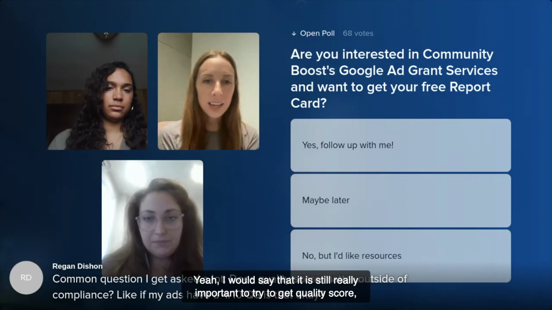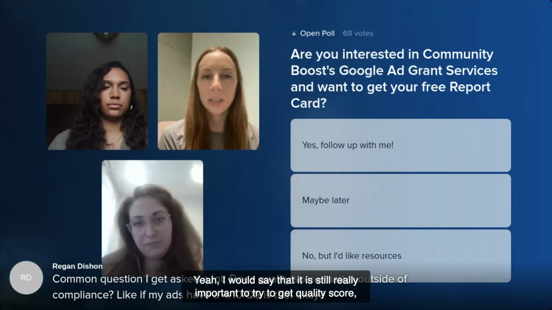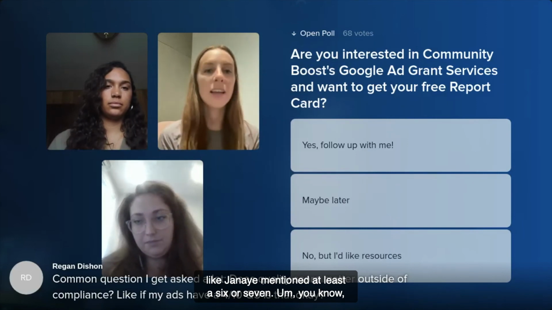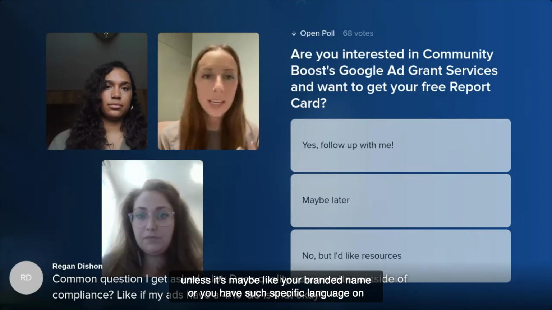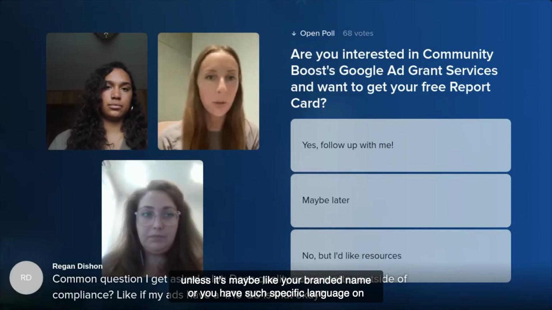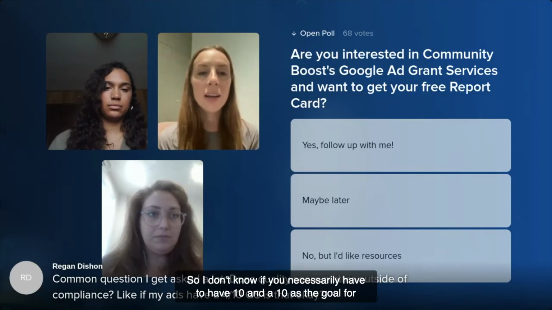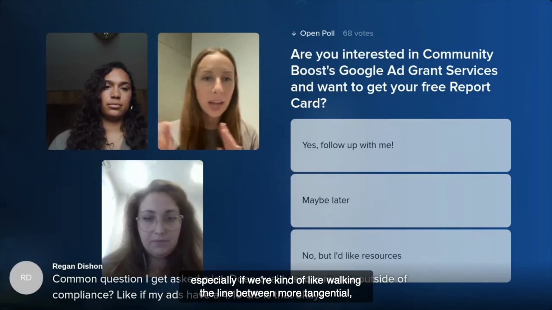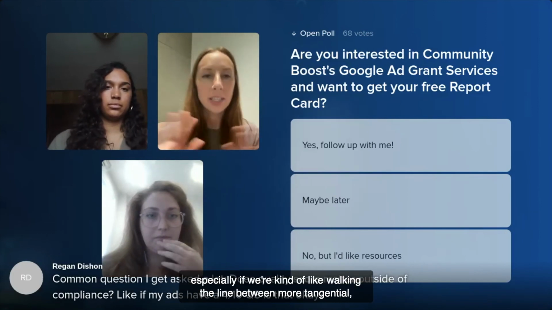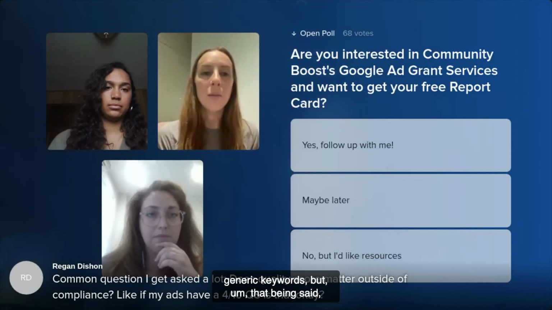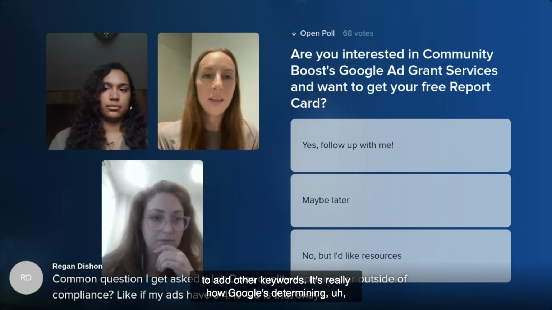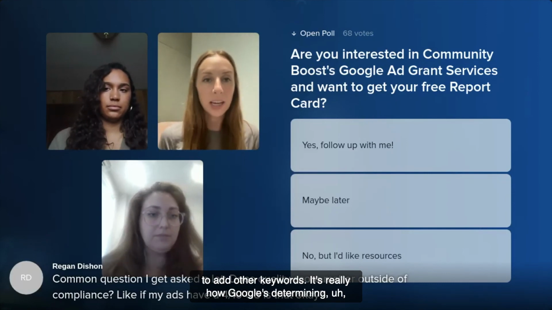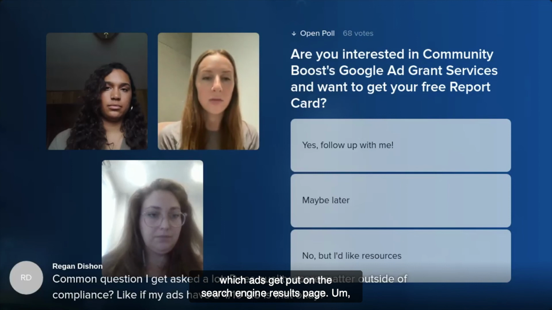Yeah, I would say that it is still really important to try to get quality score, like Janaye mentioned, at least a 6 or 7. You're probably not going to get a 10 out of 10 unless it's maybe your branded name or you have such specific language on the page that relates to your ad copy. So I don't know if you necessarily have to have 10 out of 10 as the goal for every single keyword. Again, especially if we're walking the line between more tangential generic keywords. But that being said, it is just an easy way to boost your ranking without having to add other keywords. It's really how Google's determining which ads get put on the search engine results page.